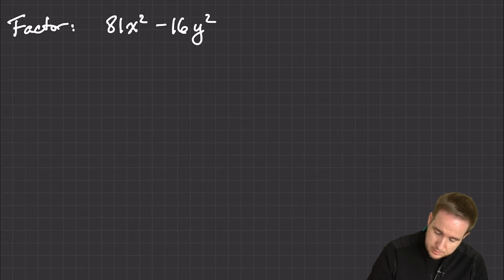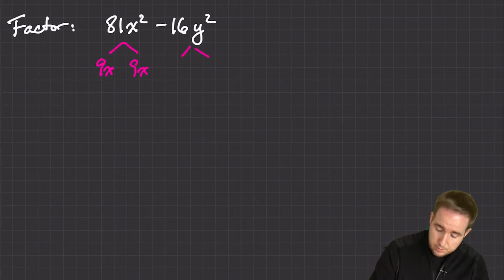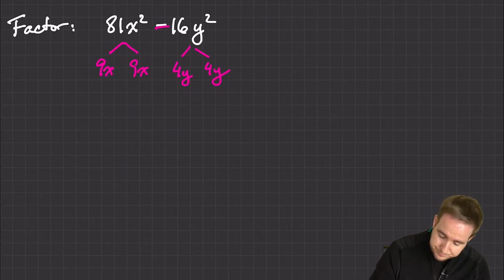Same thing. So this is 81 is 9 times 9. So this is 9x times 9x. This is 16 is 4 times 4. 4y times 4y. There's a minus in the middle.